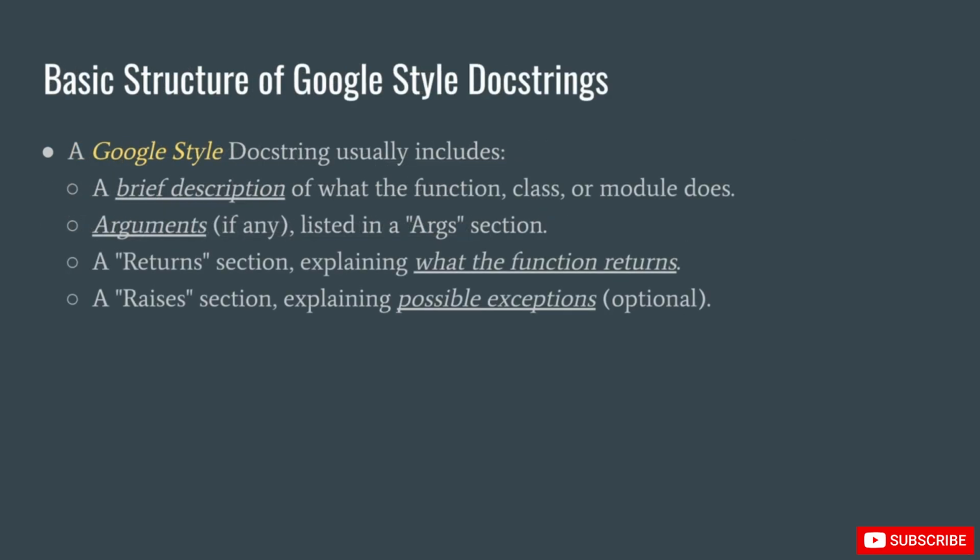Each docstring usually starts with a brief description of what the function, class, or module does. Then, if the function has parameters, they're listed in an args section, where each argument is explained in detail. Next is the returns section, where you describe what the function outputs. Optionally, you can include a raises section to outline any exceptions the function might throw. This structured format makes docstrings informative and easy to follow.